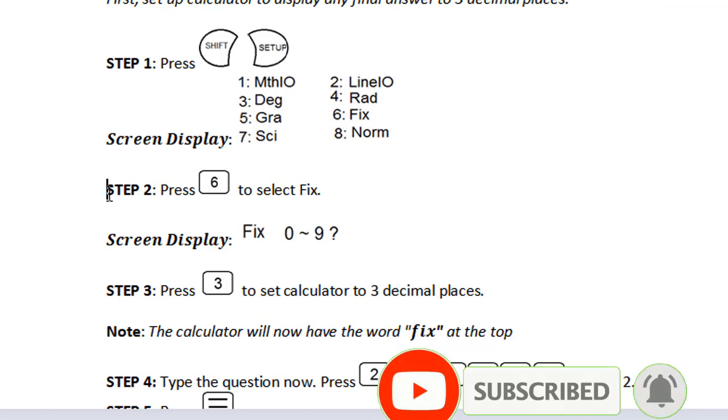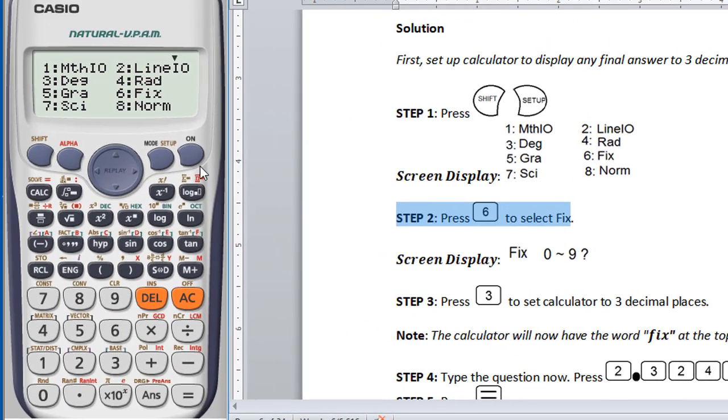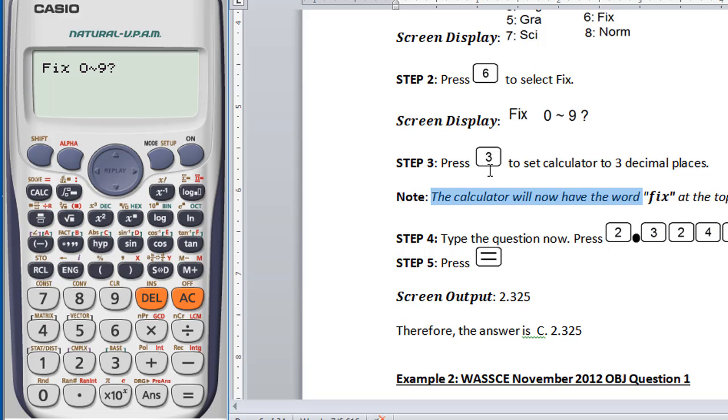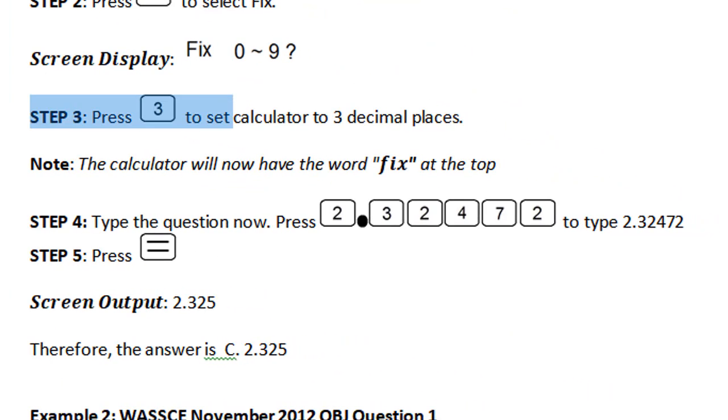Step 2, we now press 6 to select fix, that is fixed decimal numbers. When we press 6, we see fix, then 0 to 9. This display means: to how many decimal places do we want to correct our answer? Is it to 0 decimal places, that is the nearest whole number, or 1, 2, 3, 4 up to 9? Step 3, we press 3 to choose 3 decimal places.